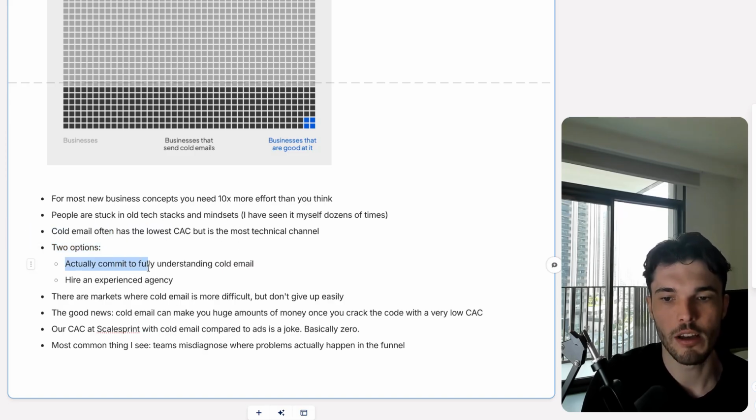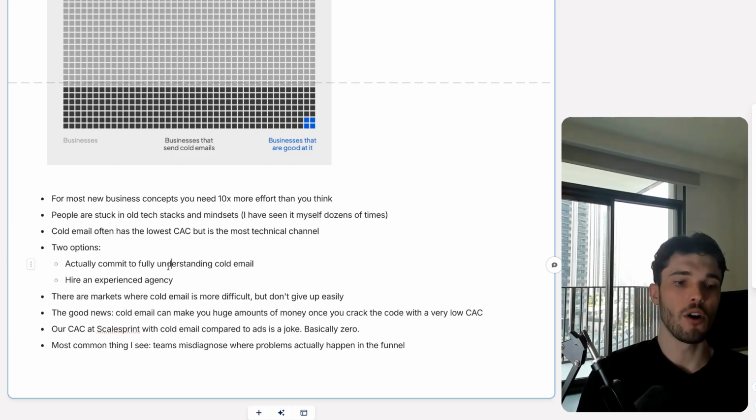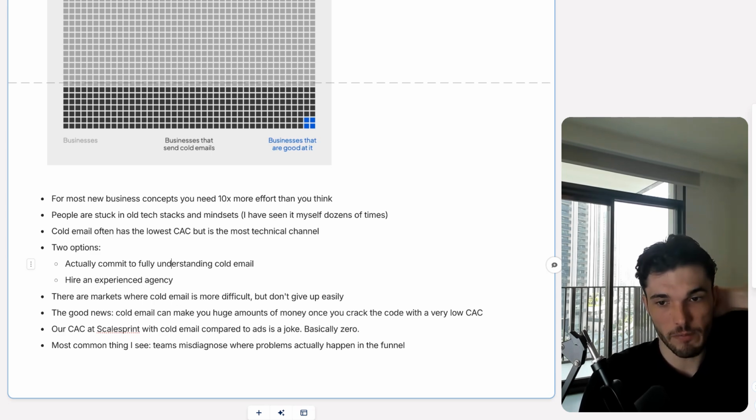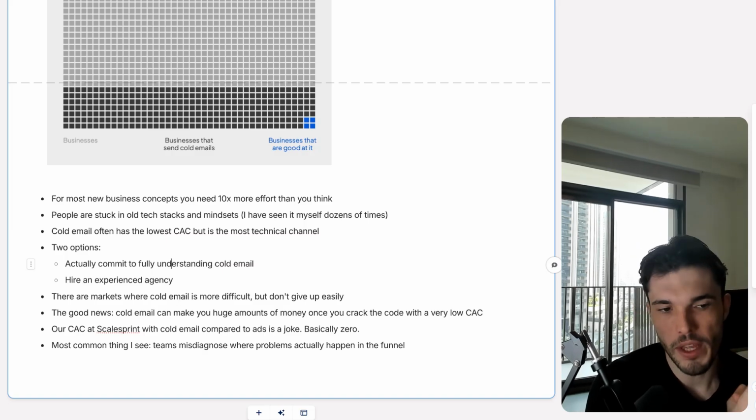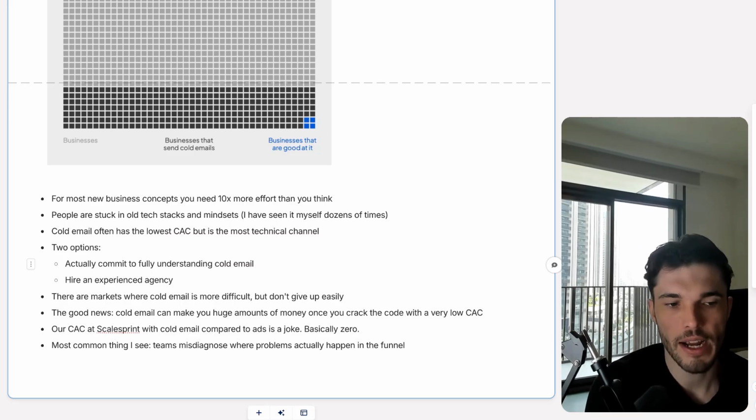One of them is actually committing to fully understanding cold email. That's the first option. And honestly, if you really do a lot of studying every single day, it might take you a few months. Otherwise, it's going to take years to understand, right? Because not only do you need to know the tech stack, but you also need to know how to diagnose deliverability, how to write good scripts, what data sources to use, how email verification works.